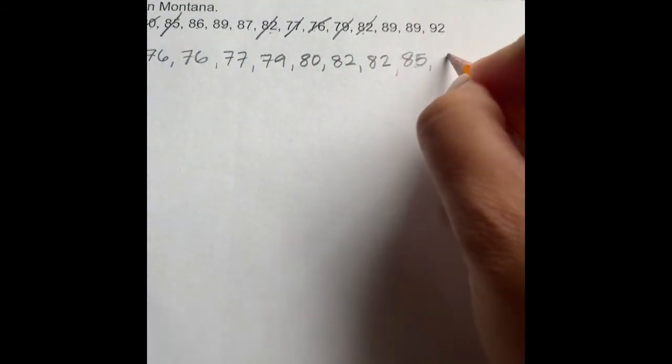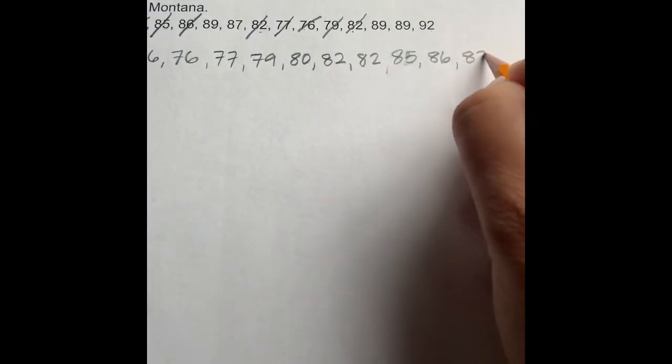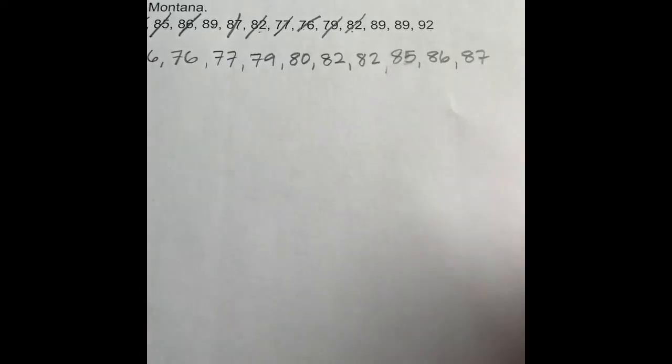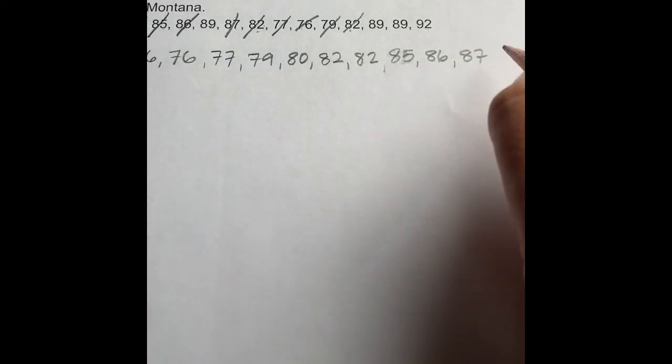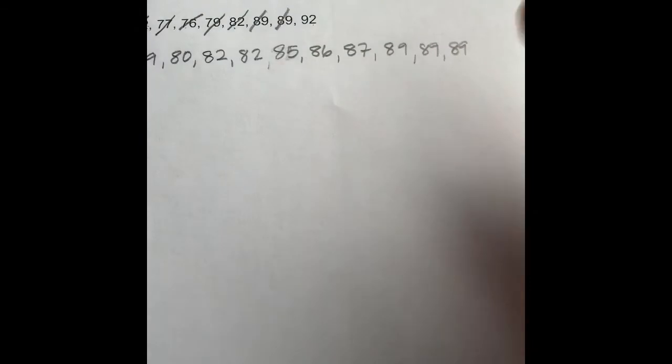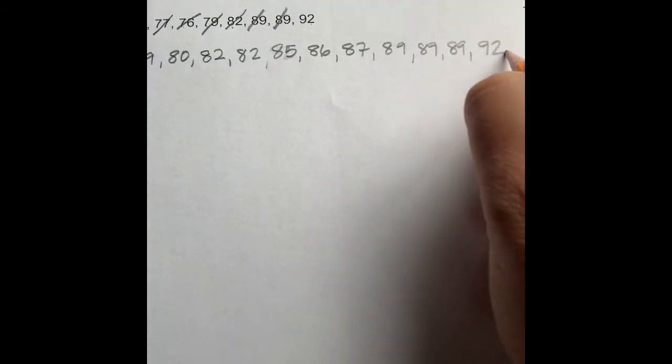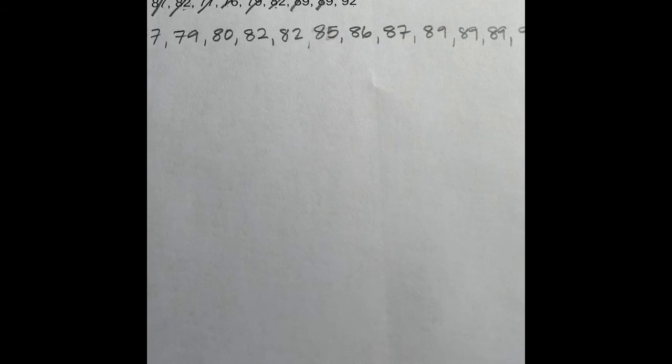then 86, then 87, then we have 89 appearing 3 times. Mark those out, and then finally we have 92. So there's our numbers in order from smallest to biggest.